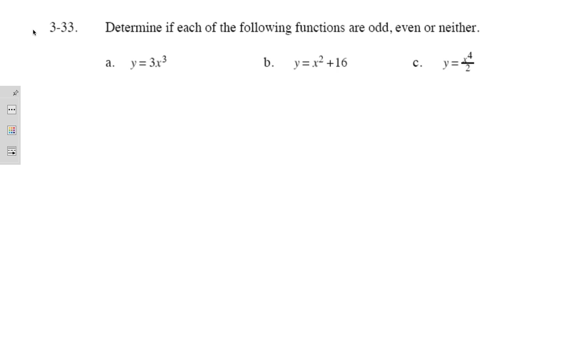All right, problem 3-33. Determine if each of the following functions are odd, even, or neither. All right, so letter A, we have y equals 3x to the third. So this is a cubic function that has been vertically stretched by a factor of 3.